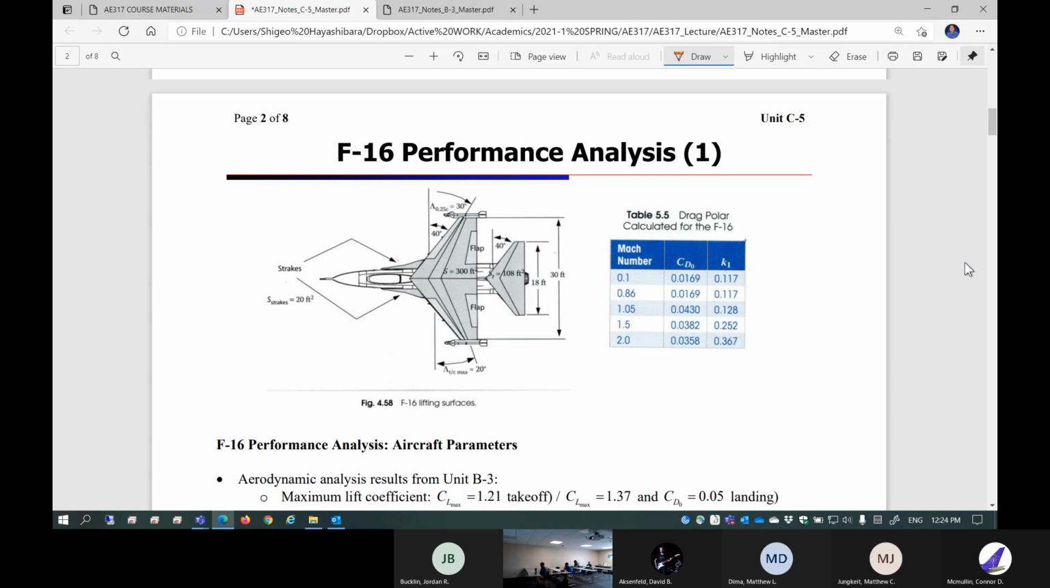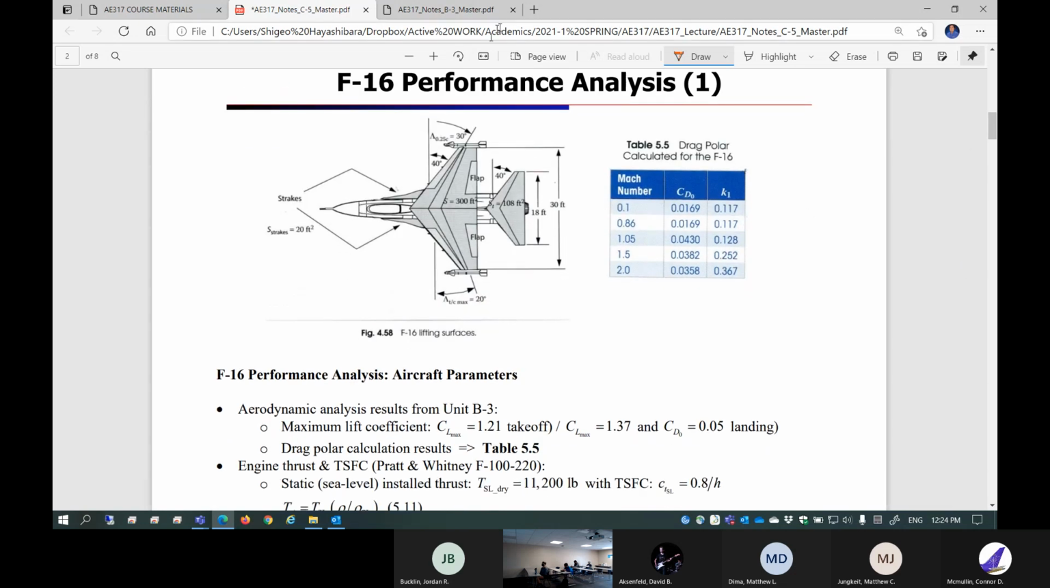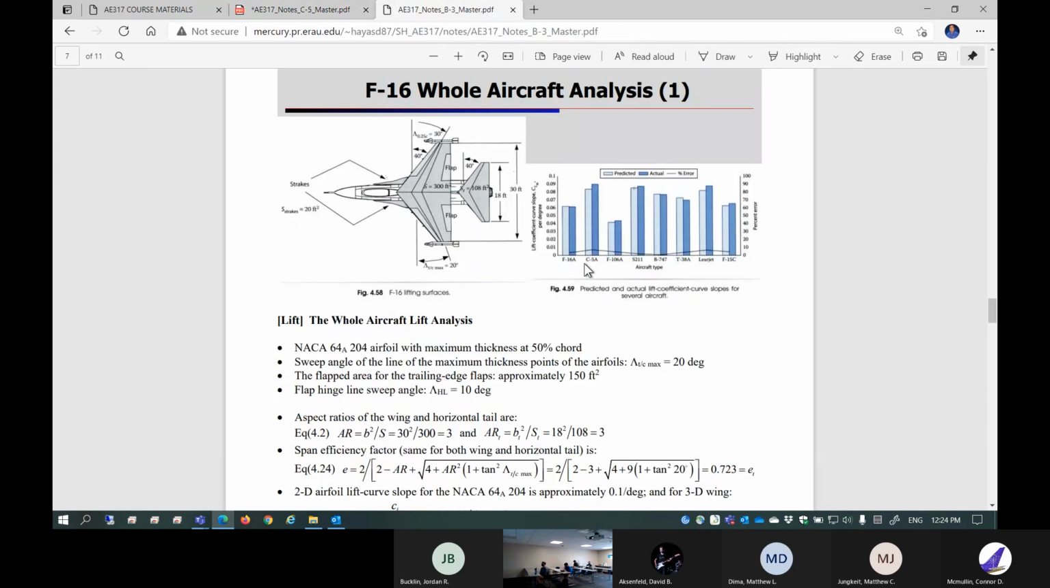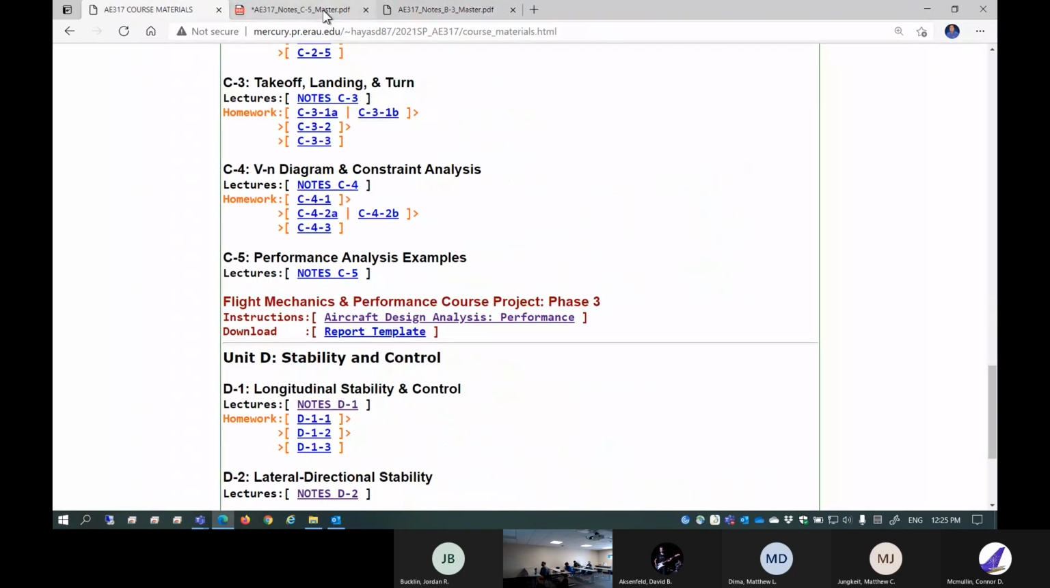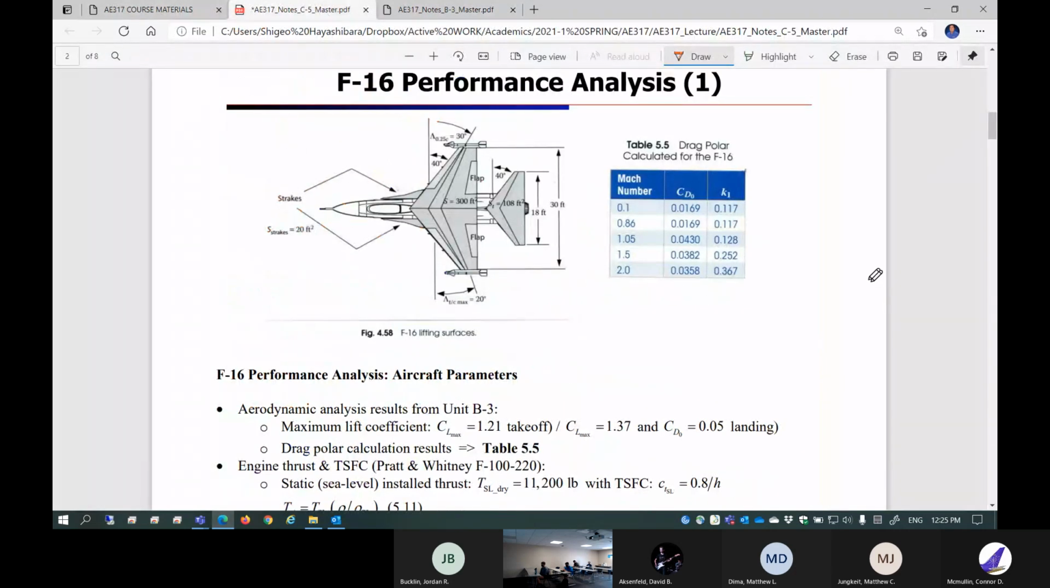So let's just take a look at the F-16 performance analysis, okay? This is, again, the geometry and also aerodynamic data coming from B3. So based on Unit B3, I'm going to continue showing this performance example of the F-16.